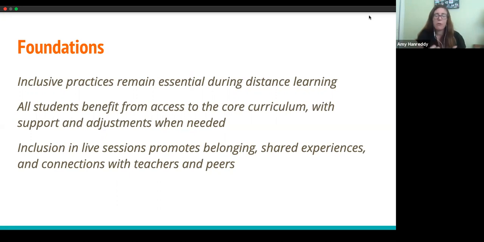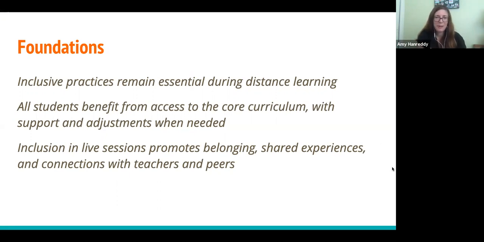We have over 30 years of research that demonstrates that all students benefit from access to the core curriculum when they're given supports and adjustments when needed. Here we're going to talk about some of those really specific supports and adjustments that relate to online class meetings in distance learning. We also know that inclusion in live sessions like Zoom or Google Meet sessions together with general education peers promotes that sense of belonging, that we're all doing this together. We're creating some shared experiences that students can build on, and we're really helping to maintain or sustain those connections between individual students with more significant needs and their teachers and peers.